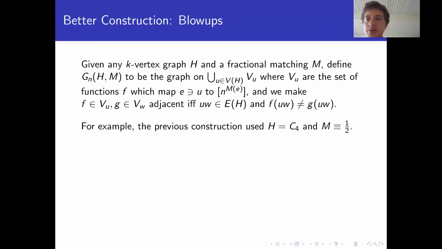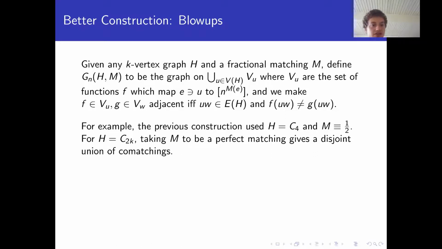So the main example to keep in mind is that this definition is exactly the same as if we take H to be CK and M to be the fractional matching with just a half on every edge, then this exactly recovers the definition we had before, and in particular, when H equals C4, this is exactly the pictures I was drawing. More generally, if H is an even cycle, then we can take M to be a perfect matching, and if you unwind what these definitions are saying, then this just corresponds exactly to a disjoint union of K co-matching.